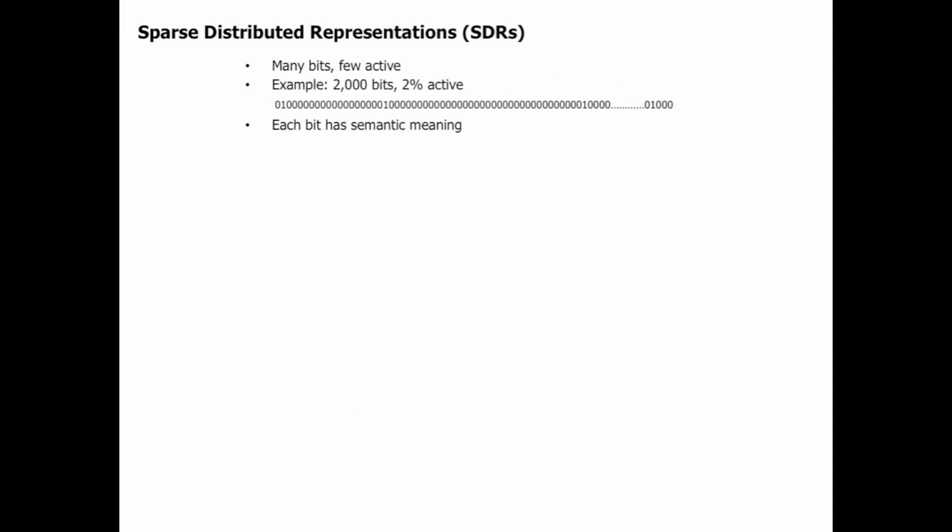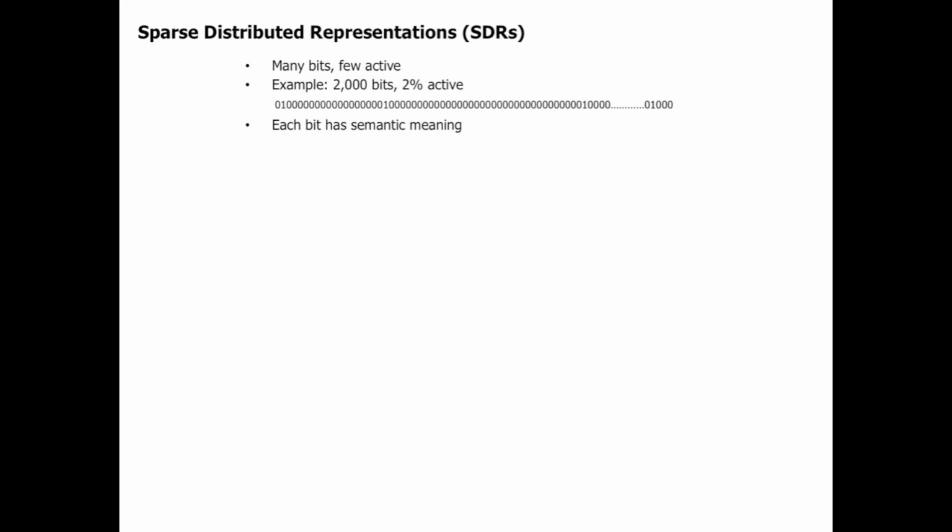So what is a sparse distributed representation? It is a representation that actually has many bits. We typically use 2,000 bits in our work at Numenta, but it could be a little bit more or less than that. And it's sparse because very few of those bits are active. So a typical representation for us is 2,000 bits, of which 2%, or 40, are ones, and the remainder, or 1,960, are zeros. Now, the key element of this is that the bits themselves have meaning.